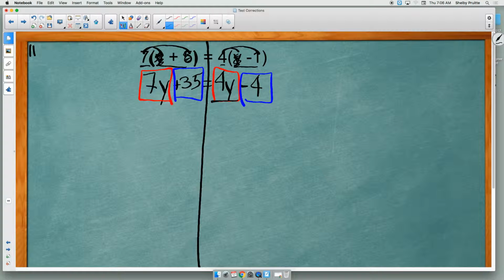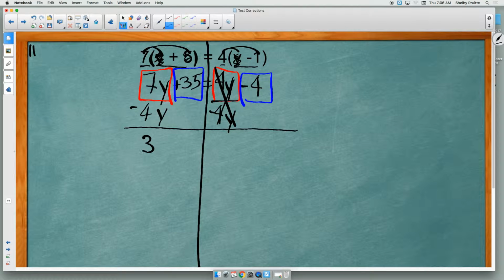So since it's a positive 4y, if I want to move it to the other side and cancel it out, I have to subtract. So I'm always just going to subtract the entire term so I can move it. If you just subtract y from over here, it's not going to cancel out. So I have 7y minus 4y, just 3y, plus the 35, because I haven't used it yet, is equal to the only thing left on the right side, which is the negative 4.